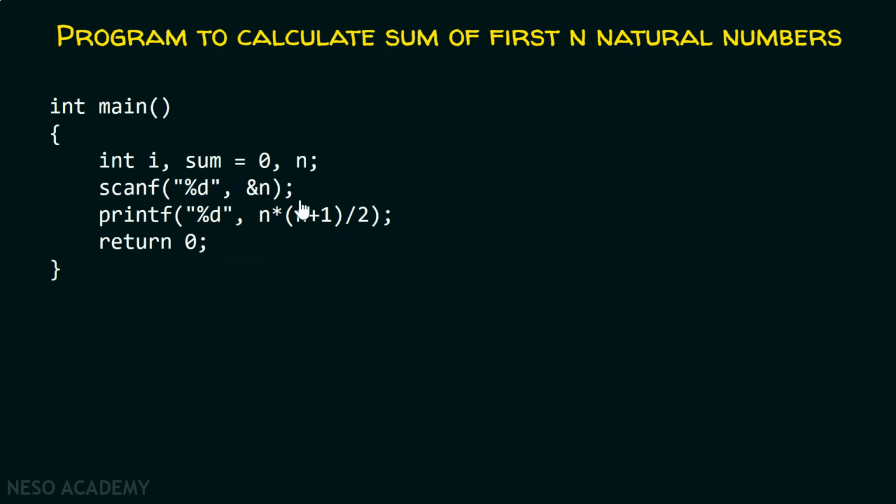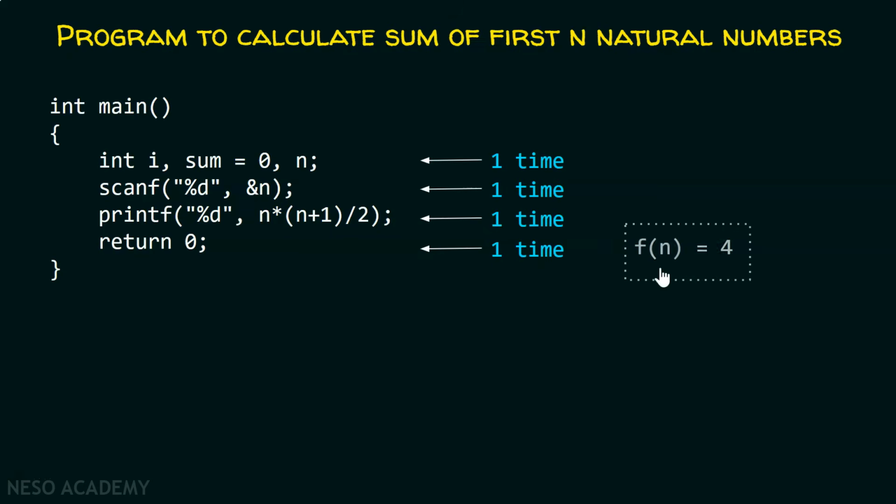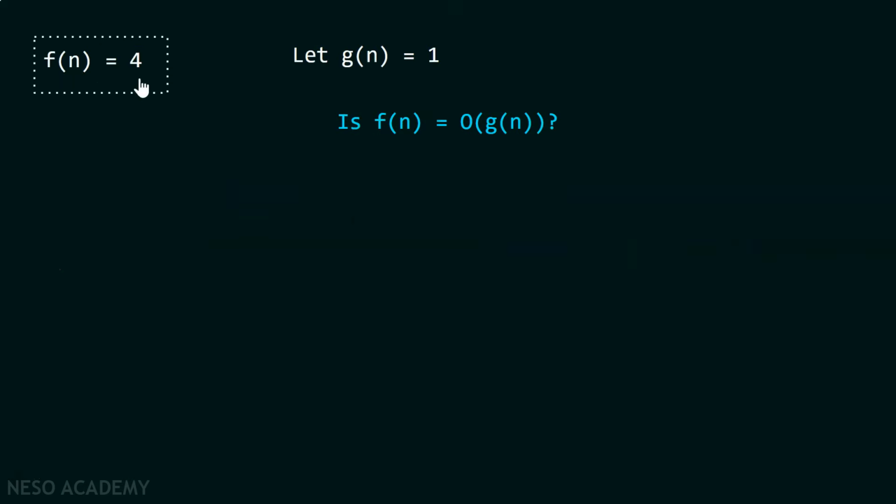Here, all these statements execute one time. So total Fn is equal to 4. It's a constant number. There is no n in this case. Now as we know Fn is equal to 4, let's take Gn equals 1. I thought of that, this must be a constant. Is Fn equal to big O of Gn? Fn must be less than or equal to c dot Gn. For this purpose, we'll plug in the values of Fn and Gn. We got 4 less than or equal to c dot 1.